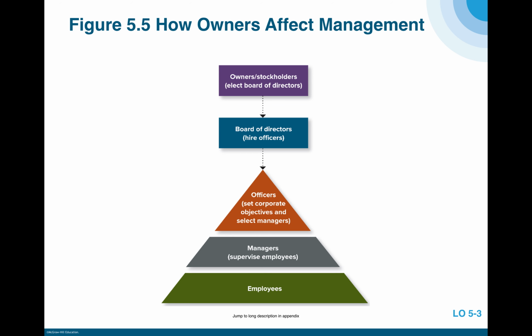So here's how owners affect management. Owners or stockholders in this situation elect a board of directors. The board of directors hire the officers, like your CEO, your COO, your CTO, different people along those lines. Officers set corporate objectives and select managers, and then managers supervise the employees and also handle the hiring of the employees. And then at the bottom, you have your weekly staff type of employees.